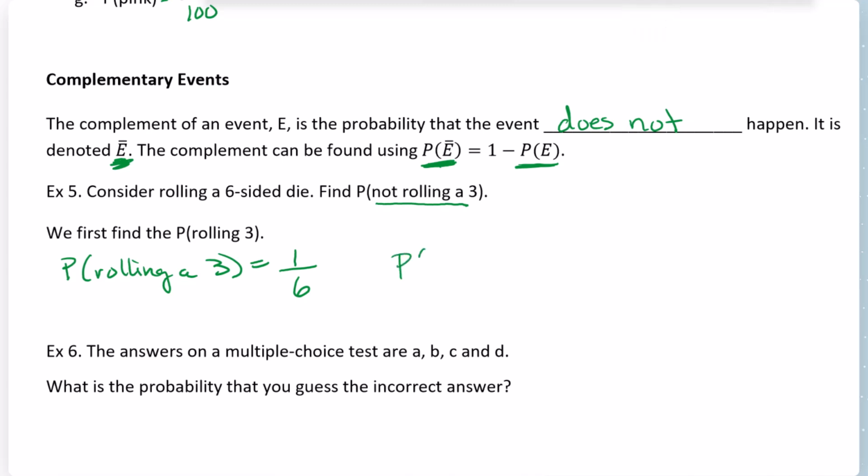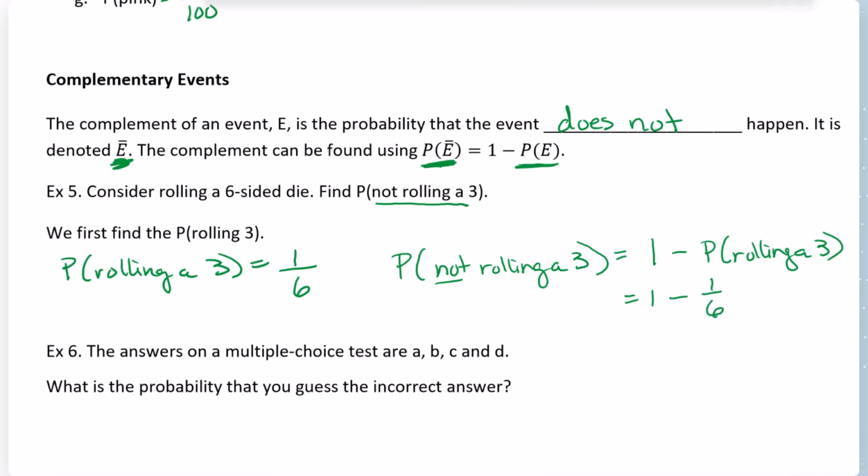Probability of not rolling a 3. What we could do is 1 minus the probability of rolling a 3, which we said was 1/6. All right, in order to subtract, we would have to have a common denominator. So we'd multiply by 6's. That would really turn into 6/6, which is 1. And then simplifying, we would get 5/6.